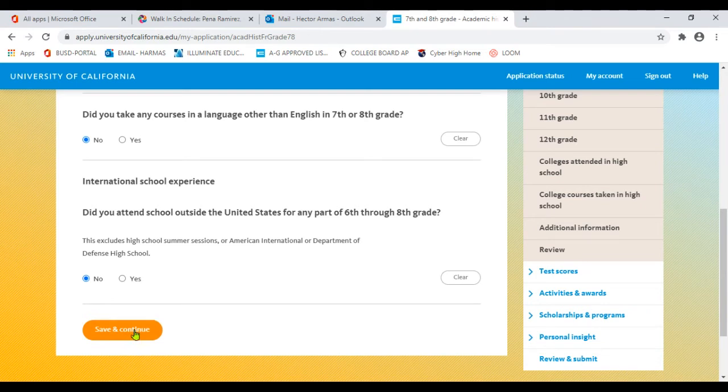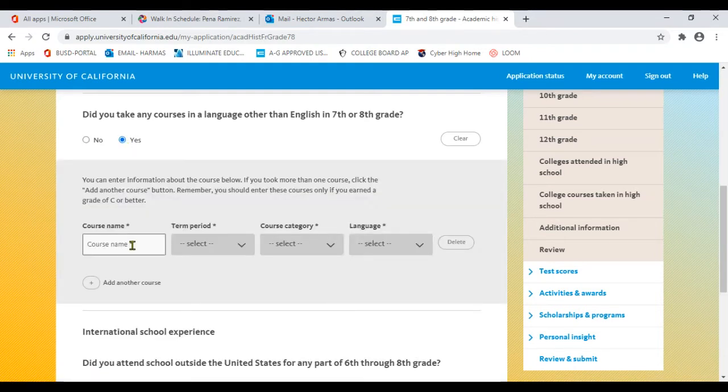And then again, if any of these apply to you and you put yes, then what's going to happen is, say for instance, if you come over here and you put yes, I did take a foreign language, it's going to ask you for the course name. And then it's going to ask you when you took it. Was it a full year or less than a full year? What the category was? Was it a first year language? Was it a second year language?